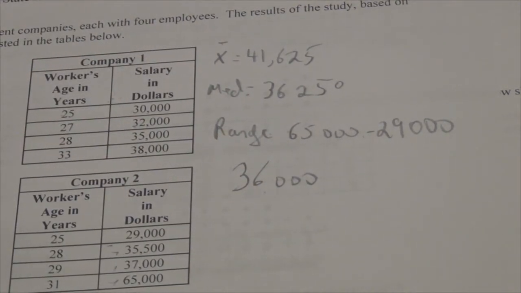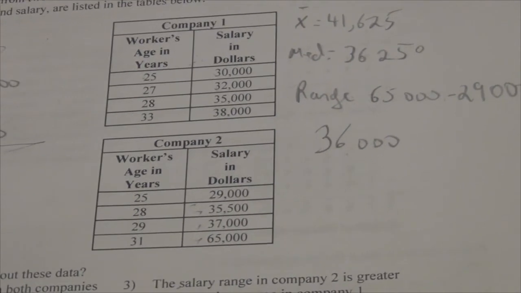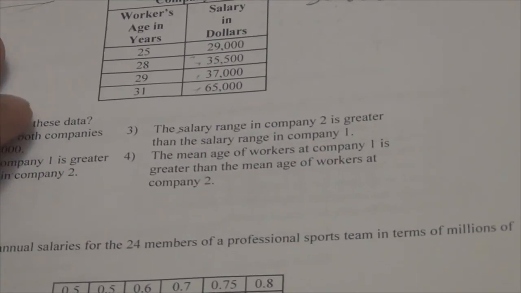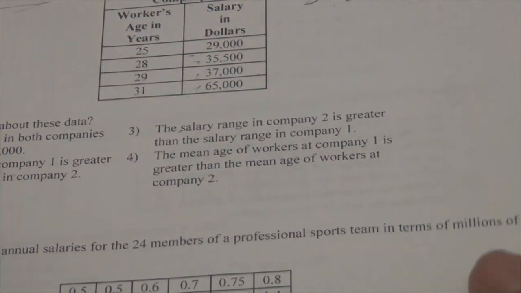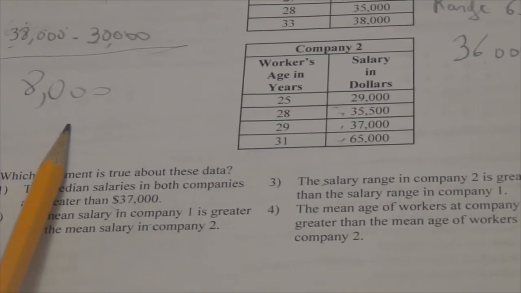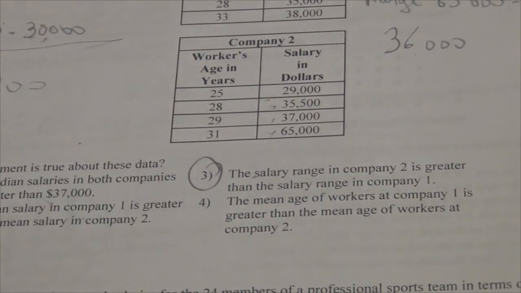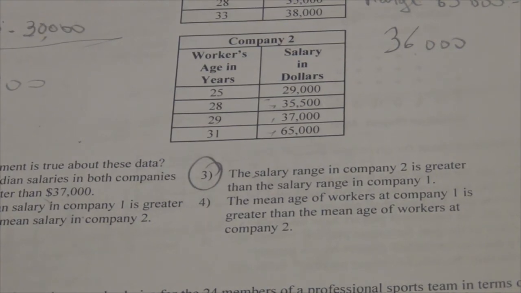The range is 36,000. So the mean age of workers in company 1, okay, I'm sorry, I'm talking about this one. The salary range in company 2 is greater than the salary range in company 1. Hell yeah. So choice number 3 is the right one. Get that? All right, cool then.